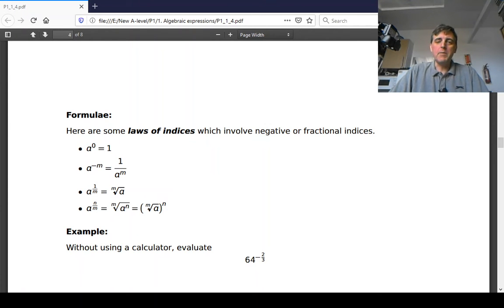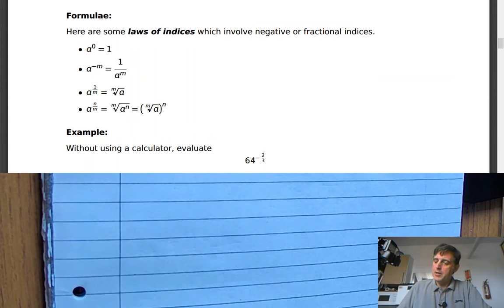Okay, so because I'm expecting pretty much anyone who's starting an A-level maths course to be already familiar with these rules, we're going to jump straight in with quite a complicated one here. We're going to do this one together. So on the screen here, I've just asked us to have a look at this situation without using a calculator. Evaluate 64 to the power of negative 2/3, or negative 2 over 3. Let's see how we can do that.